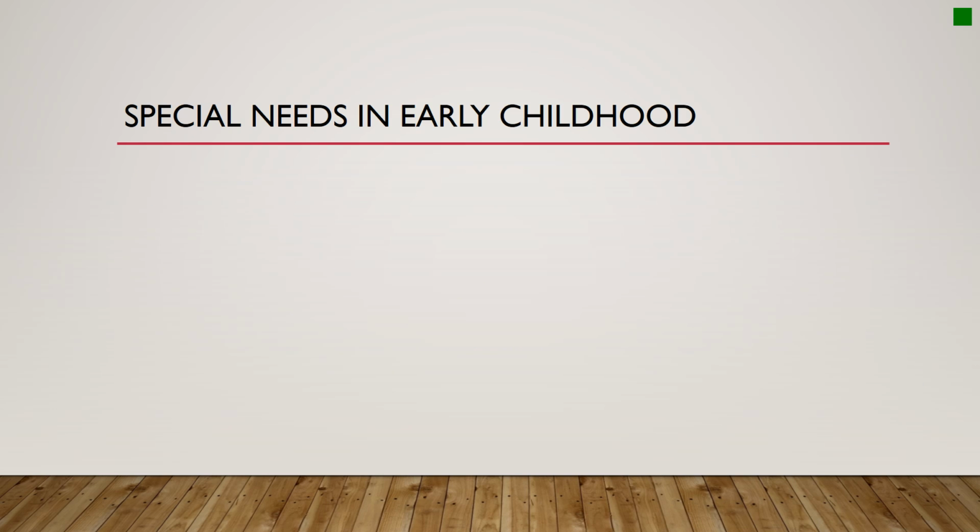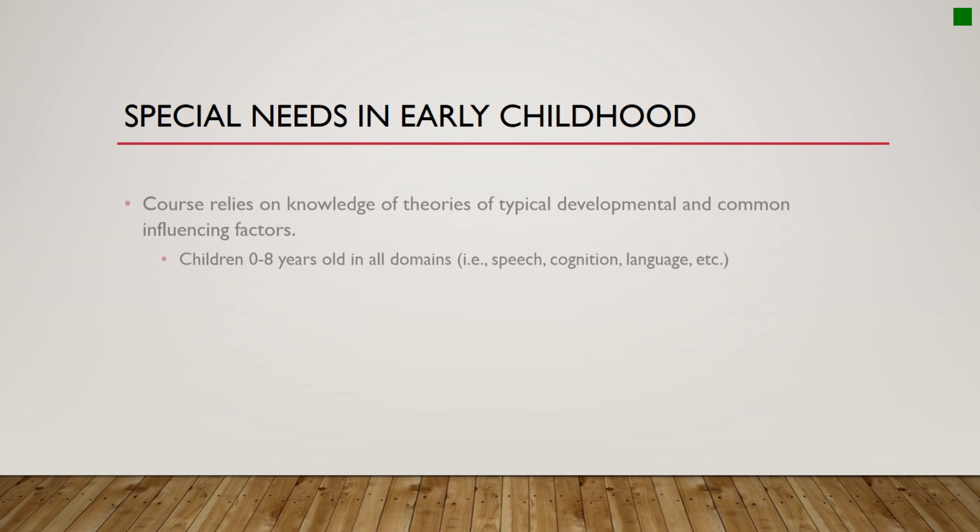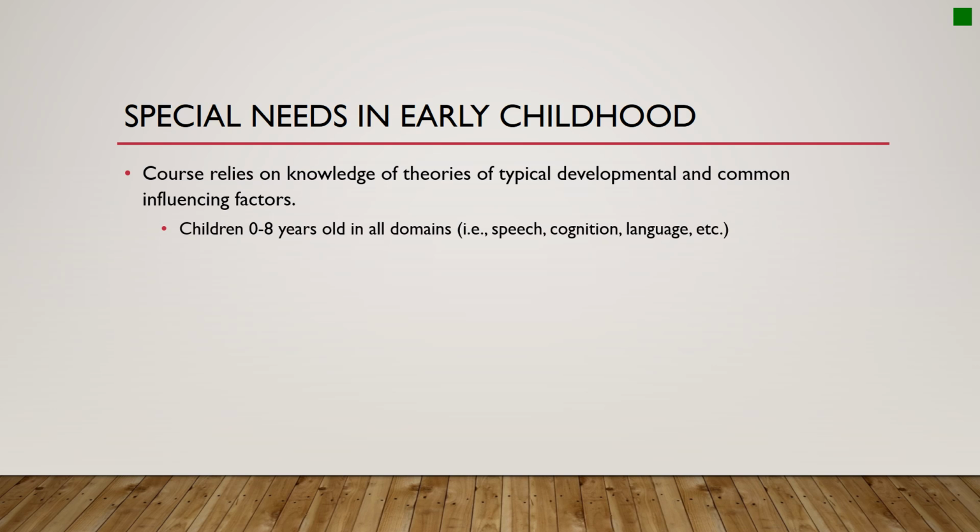So now that we've been able to review the course description together, I want to make a couple of points on some of our expectations for students coming into the course that are going to allow them to really get the most out of the topics that we're going to be reviewing. So the first thing is that HDFS 317 really relies on students' prior knowledge of those theories of typical development and the types of influencing factors that basically impact how a child's developmental trajectory takes place.